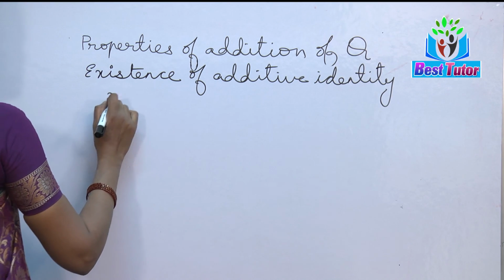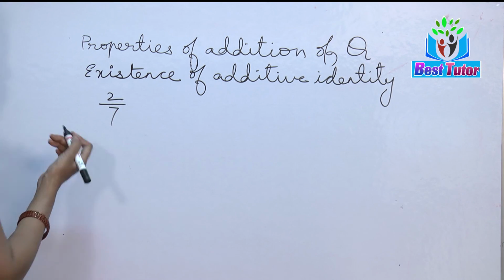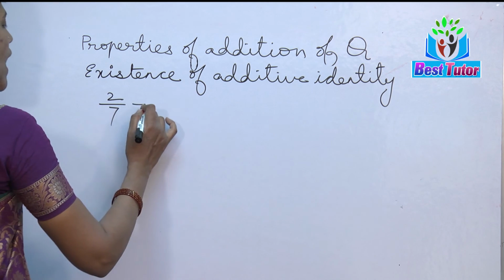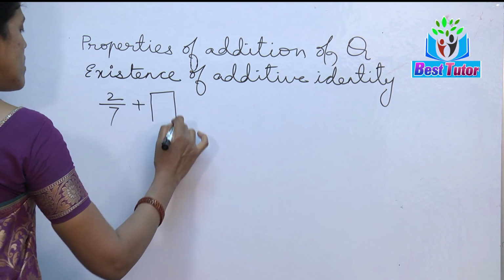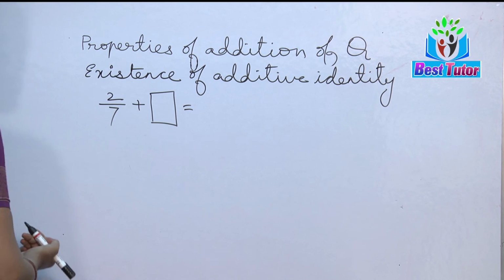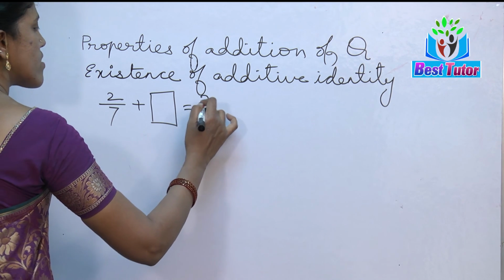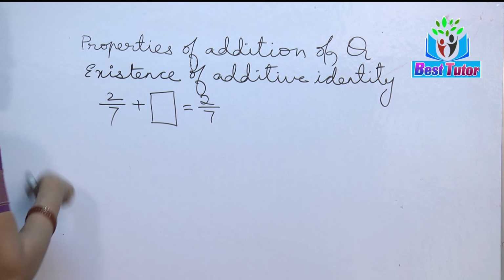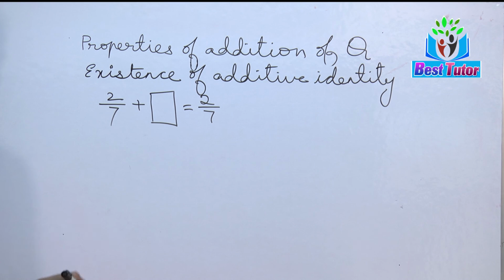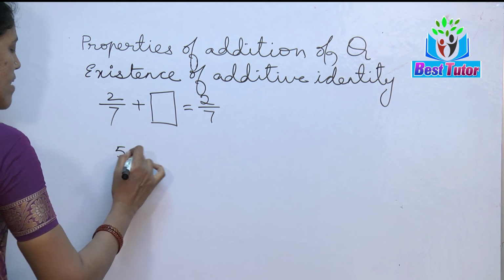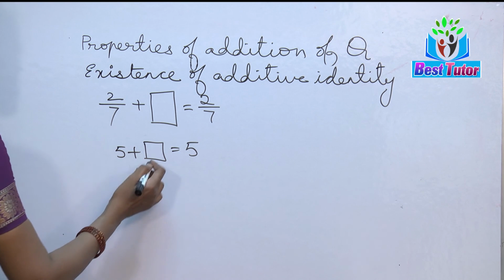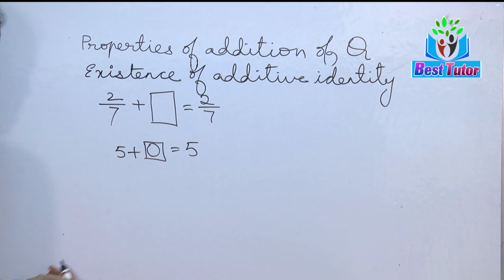Let me consider 2 by 7 as a rational number. Of course, it is a rational number because it satisfies all the three conditions. I would like to add another rational number to this so that the result remains 2 by 7. So what can be this number? This should be a rational number. If I have to add something to 5 to get 5 as the answer, it is very simple. It's going to be 0.